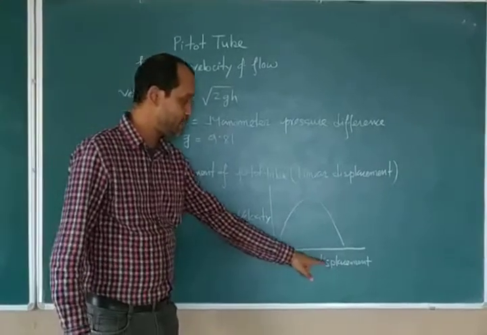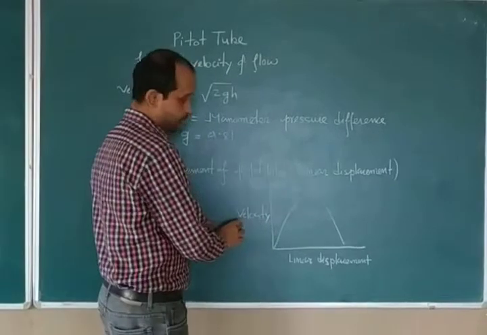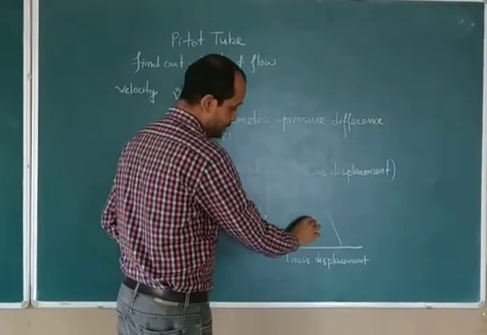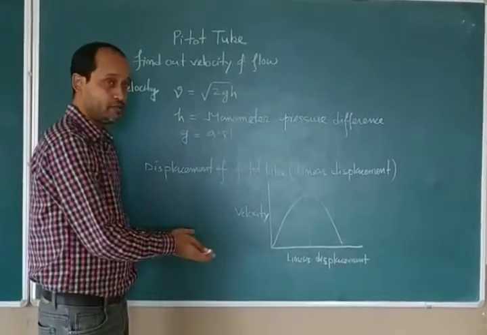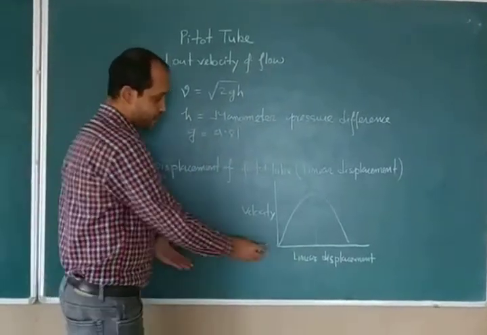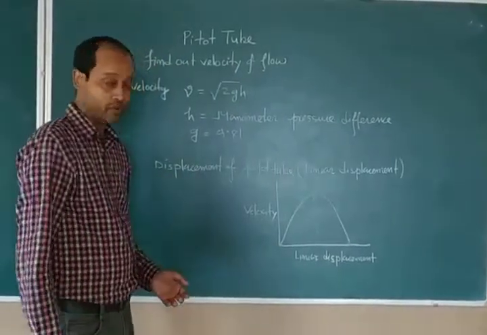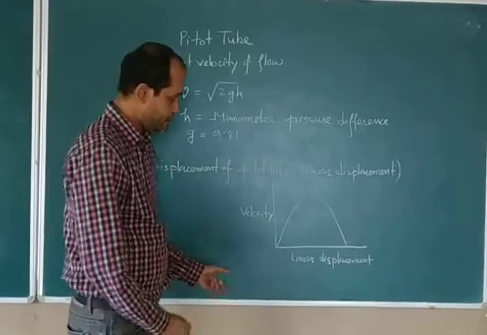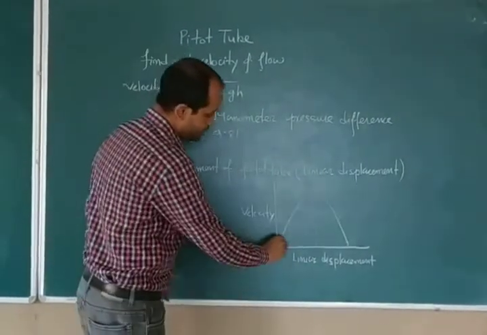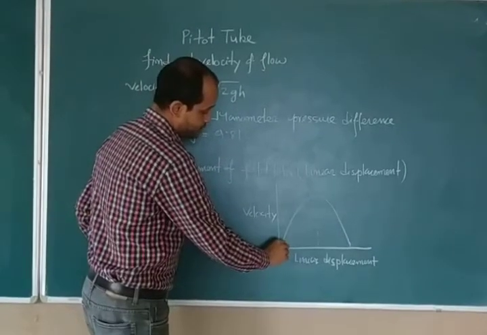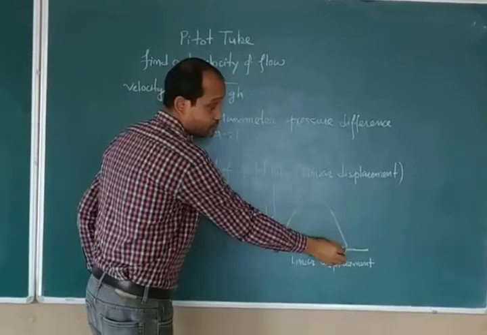This is linear displacement of the pitot tube, right? And this is the velocity. So in the middle you will get the maximum velocity. Basically at the wall of the pipe, velocity is minimum, or you can say velocity is almost zero. So gradually when your pitot tube moves from the wall to the middle portion, this is your maximum level. Again it will come down.